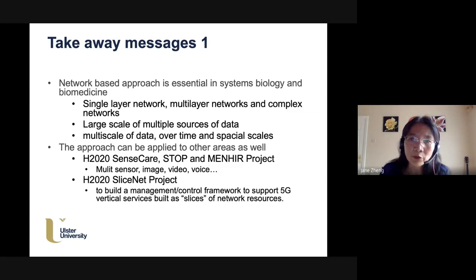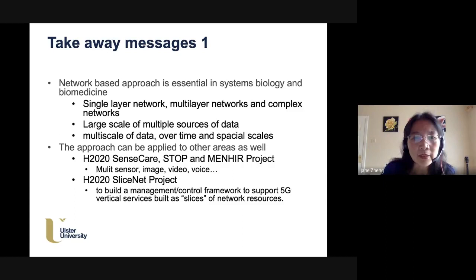And you can apply this to various networks, single network, multi-layer network or complex network, and you can apply that to a small data set, medium data set, or large data set. And you can even extend that to multi-scale. Now, I didn't have time to go over the multi-scale analysis today, but you can do that for multi-scale analysis as well. Now, we have applied that to those two areas, but it can also be applied to other research areas as well.